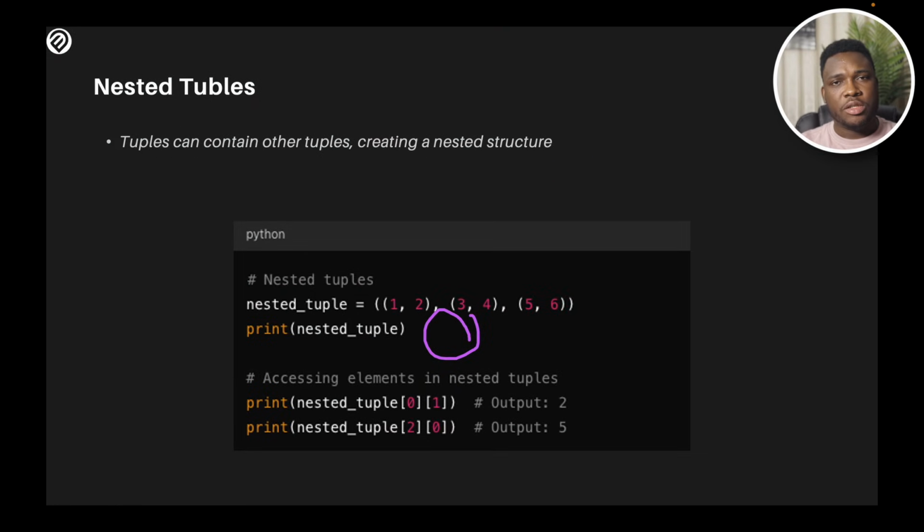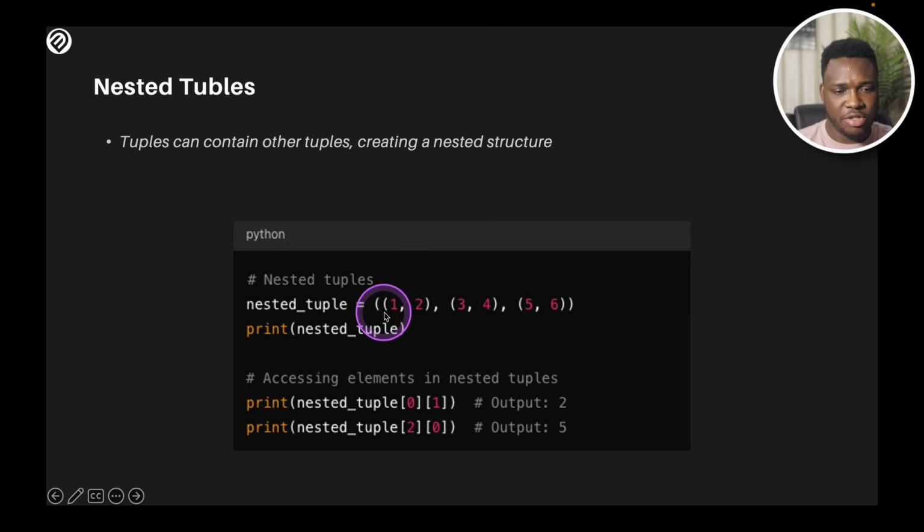Nested tuples. Tuples can contain other tuples, creating a nested structure. If you've worked with other programming languages like JavaScript, working with JSON files, you will know what it means to have nested structures. Tuples can have nested structures as well. Nested just means that you could have a tuple inside of a tuple. Now we're going to see the first example of that.